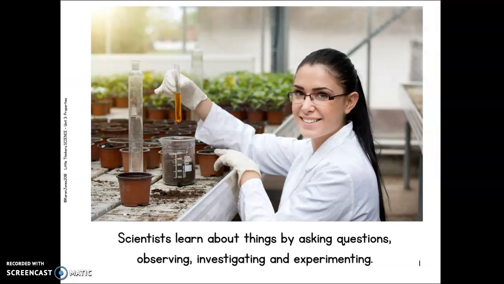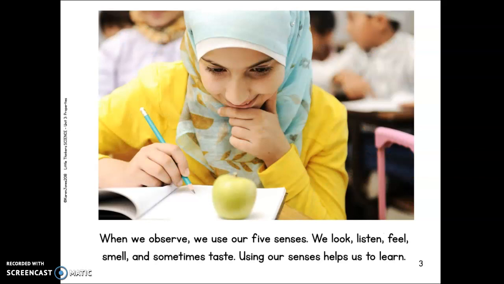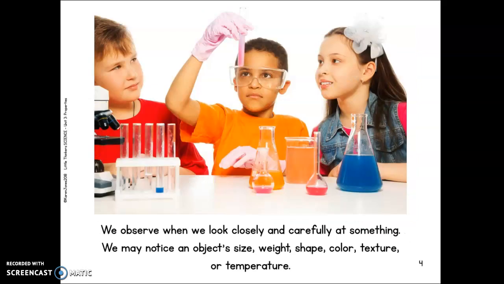Scientists learn about things by asking questions, observing, investigating, and experimenting. Our observations help us to answer questions and learn new things. What does it mean to observe? When we observe, we use our 5 senses. We look, listen, feel, smell, and sometimes taste. Using our senses helps us to learn.